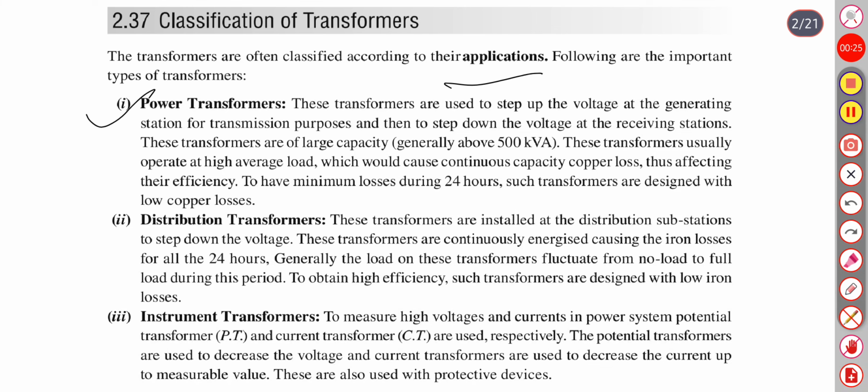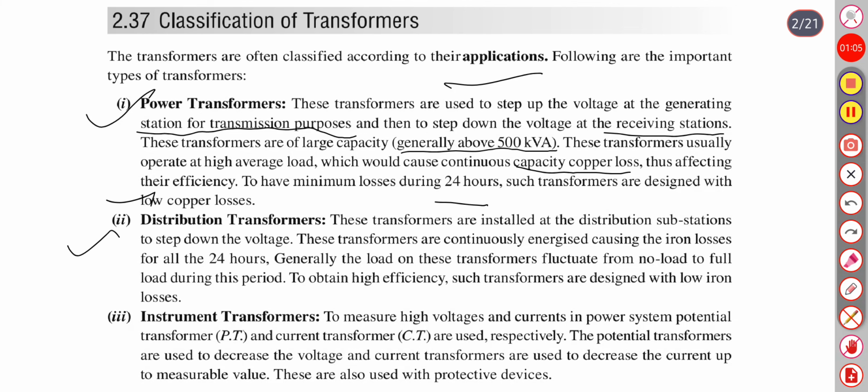Power transformer. These transformers are used to step up the voltage at the generating station for transmission purposes, and to step down the voltage at receiving stations. These transformers are large, having large capacity, generally above 500 kVA, and usually operate at high average load, which could cause continuous copper loss, thus affecting their efficiency. To have minimum losses during 24 hours, such transformers are designed with low copper loss.